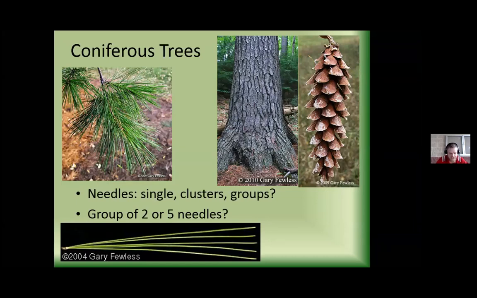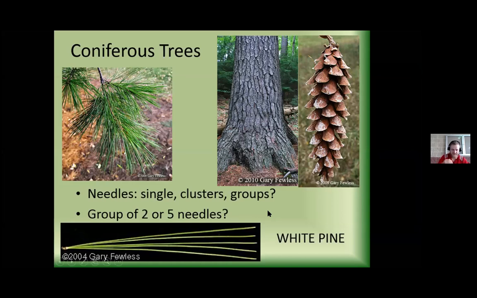That question is referring to the groups, whether it's in a cluster of more than 5 needles, or in a bundle that has either 2 or 5. So as we can see here, we've got 5 needles, and it is a white pine.